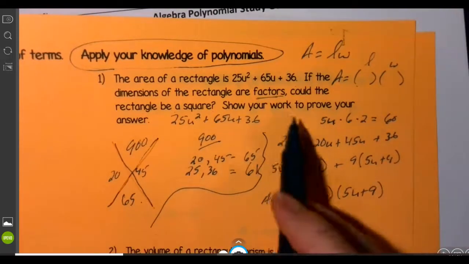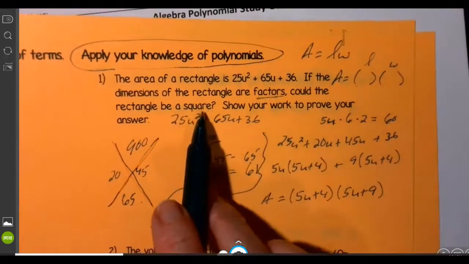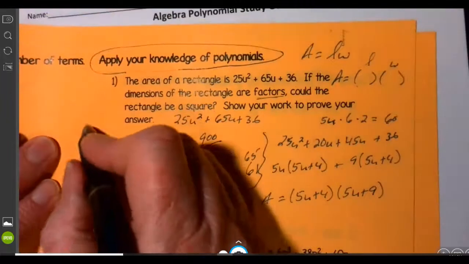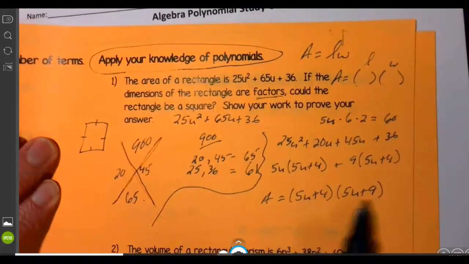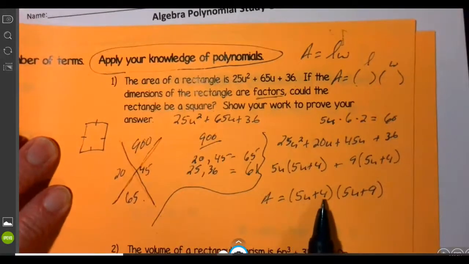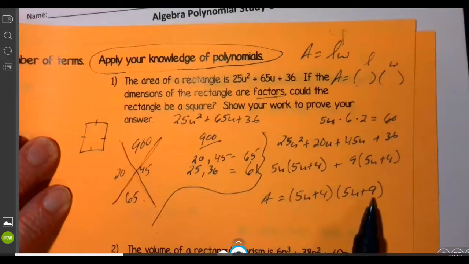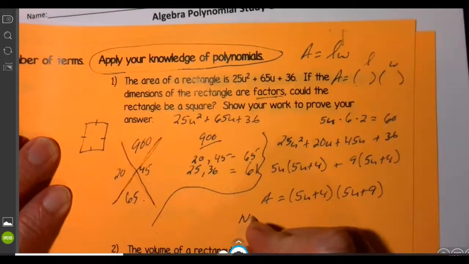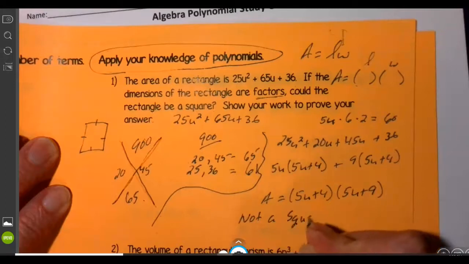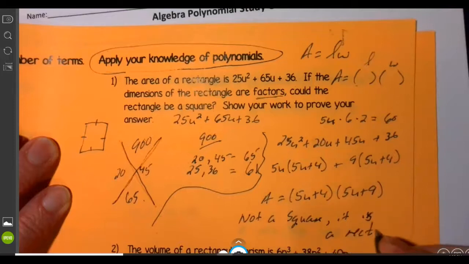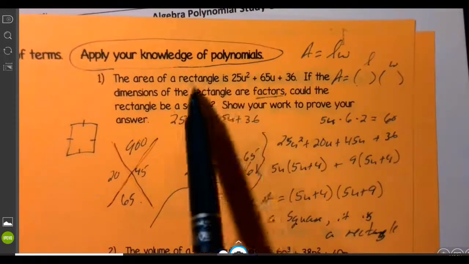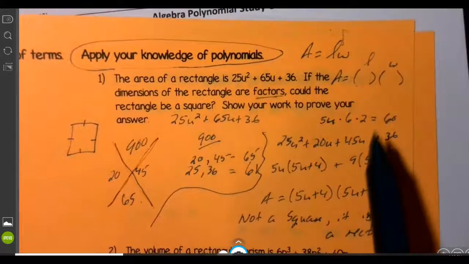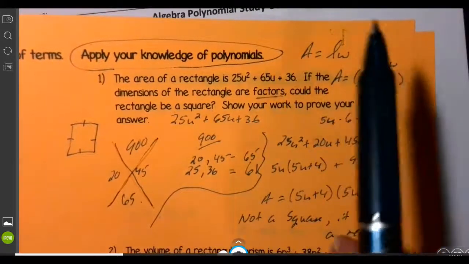So what the question asks is, could this rectangle be a square? Now keep in mind what a square is. A square has all the sides the same length. Are these two the same? No. One of them is 5u plus 4, one of them is 5u plus 9, but they're not the same. So this is not a square. It is a rectangle. Now, it might not be exactly like this on the test, but this just shows you if I know the area, I'm going to have to factor in order to get the sides of the rectangle or the square or whatever else I'm talking about.